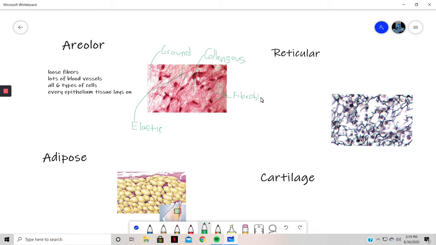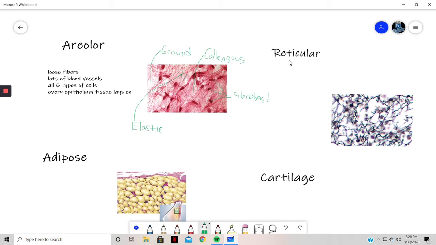Fibroblast. Blast simply means it produces. Oh, that wasn't very good. Hopefully your penmanship is better than that. Fibroblast, it produces all the material for the various fibers that are within this, or anything. So that is areolar tissue.